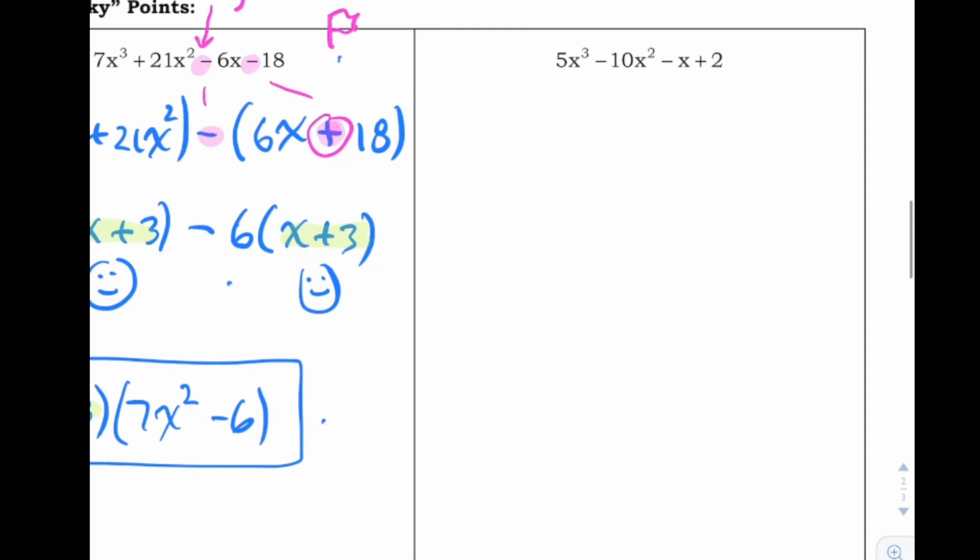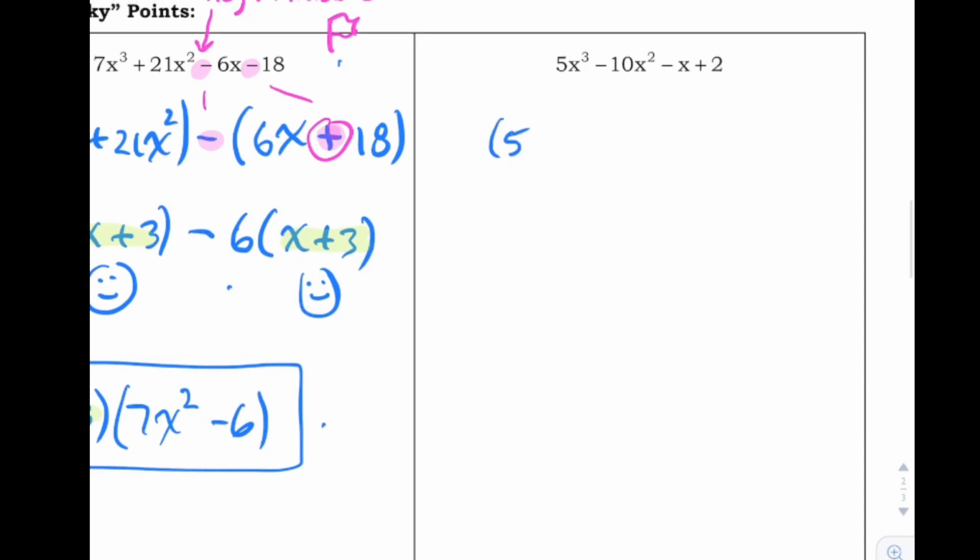Okay, let's look at this one. First, same thing. We got a negative in the middle. Watch out for the negative in the middle. So I got a 5x cubed minus a 10x squared. Okay, I'm going to group those. I have a minus in the middle.